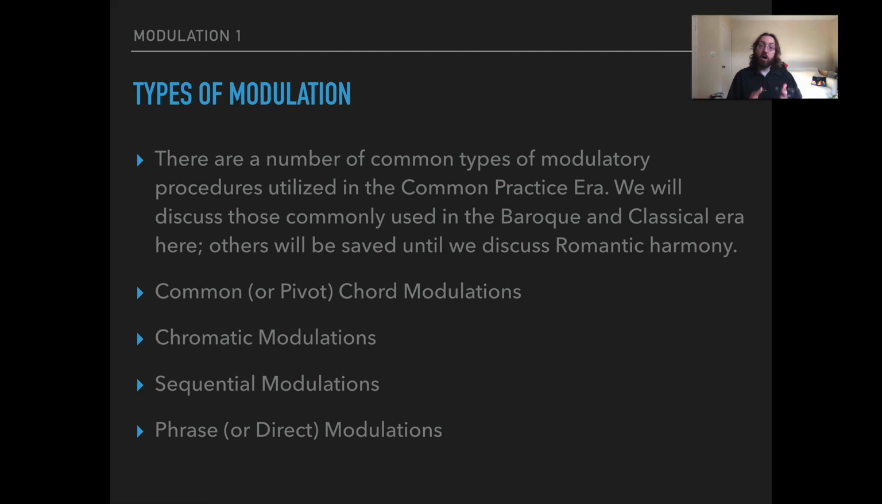We've got our common or pivot chord modulations. That's going to be your first try when you're analyzing a passage. See if there's a common or pivot chord modulation. And only after that, go on to see, is it a chromatic modulation? Is there an altered pitch? Is there one pitch which changes the tendency of the key and the functionality?